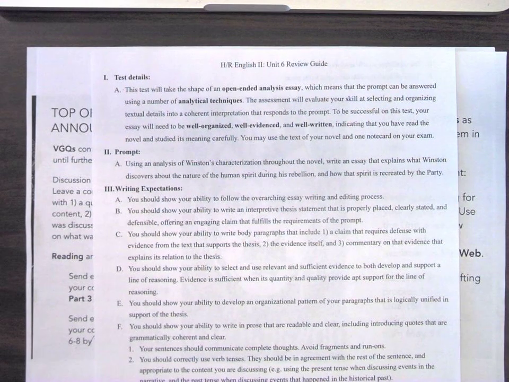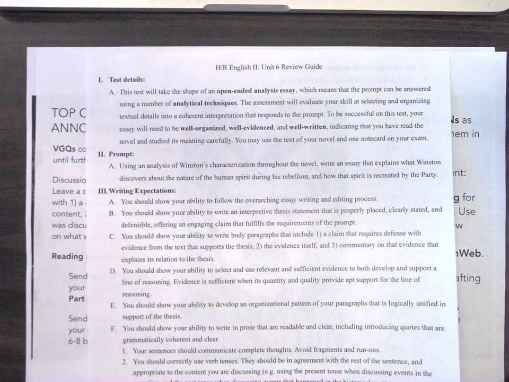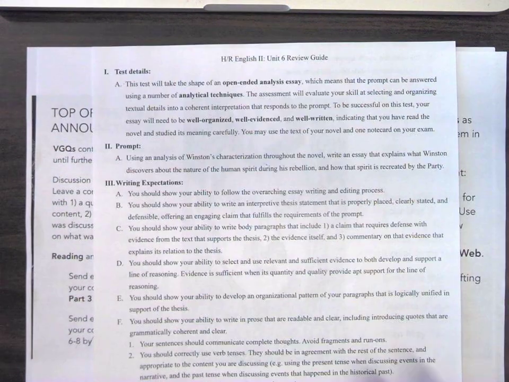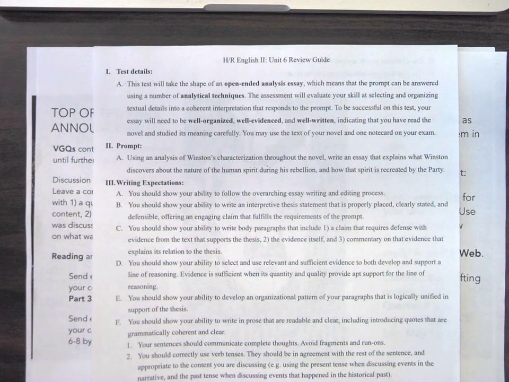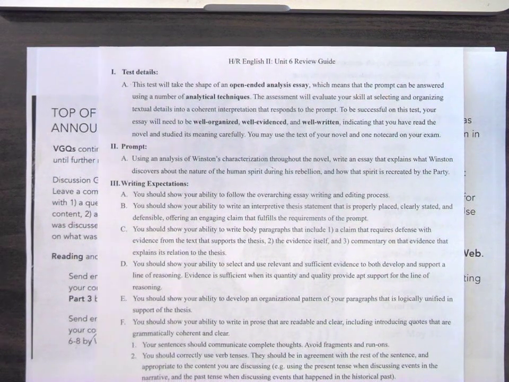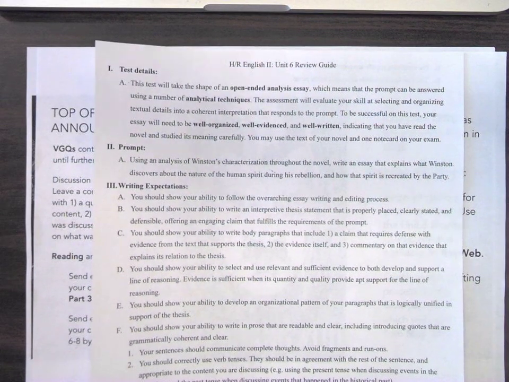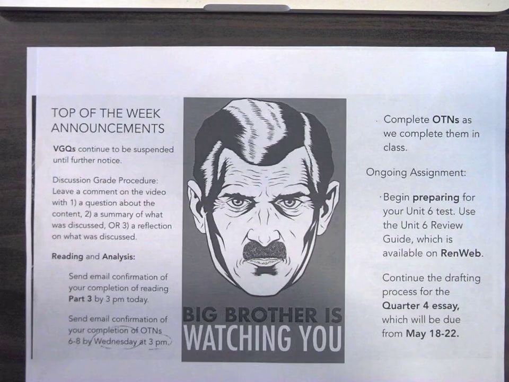That's going to require you to analyze important portions of Part 1, 2, and 3, testing and evaluating your knowledge of the novel as a whole. We'll be talking more about this review guide at the end of tomorrow's class and also on Thursday as you are taking the test and preparing for that test. It needs to be submitted to me by Friday at 3 p.m.